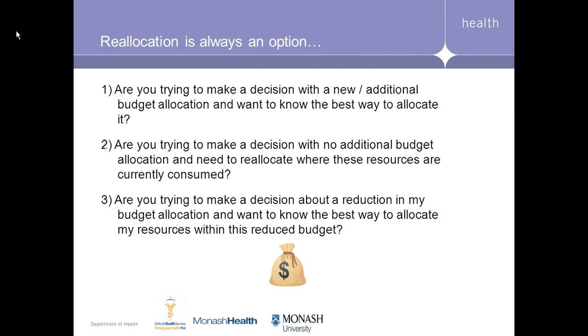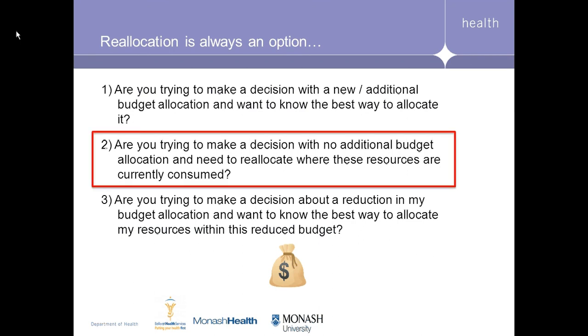A final point to consider when using the Allied Health Resource Allocation Decision tool is that reallocation of your existing resources is always an option. Whether you are trying to make a decision with new or additional budget, or whether you're trying to make a decision about a reduction in your budget, you can always, at the same time, reallocate the existing resources that you have so that you are maximizing the value of those resources to the community that you serve.